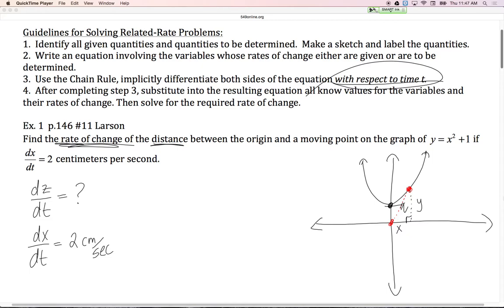All right, so I'm looking for dz dt. I know dx dt. There's another rate of change that we have. By the way, dx dt, let me explain what that means. That means if my point is, let's say this is at 1.